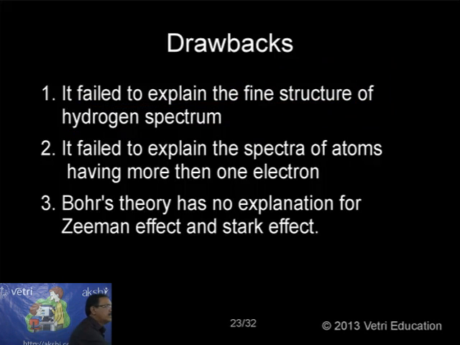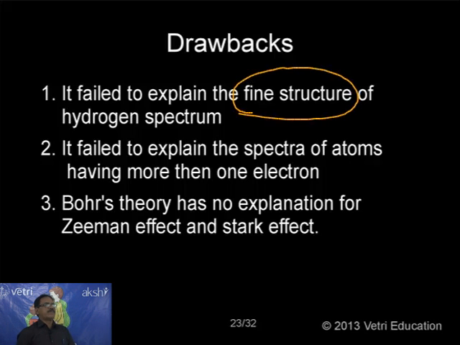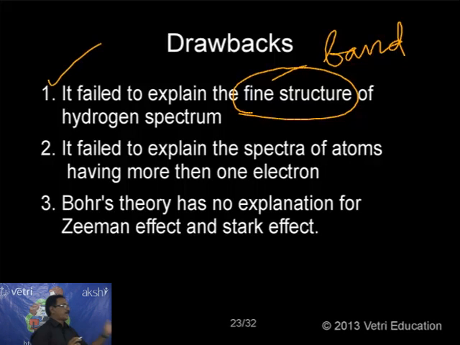But what is fine? The same line spectrum, when it is placed in a magnetic field or electric field, was observed to split further. We are getting a band spectrum. Kindly follow, band spectrum. It is not a line, it is a series of lines. So how this band spectrum, that is called fine spectrum, is obtained, Bohr cannot explain. It failed to explain the fine structure of the hydrogen spectrum. That is the first drawback.